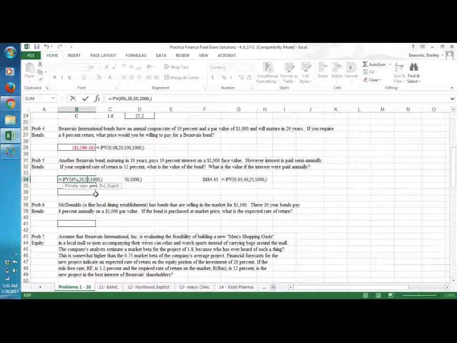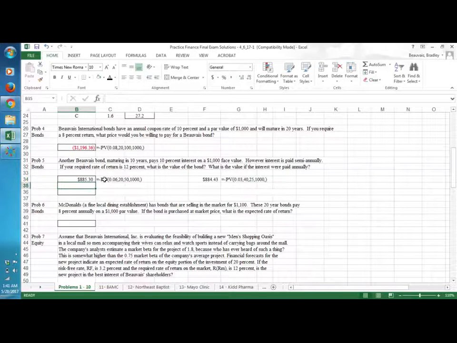50 is our payment in this case, because this 10% interest is paid on a semi-annual basis. So for the first 6 months of the year, I get $50. For the second 6 months of the year, I also get $50. Future value, however, stays the same as it always is. Our future value is $1,000, and hit enter. Here again, we end up with our valuation. In this case, $885.30 is what I'd be willing to pay for the bond.